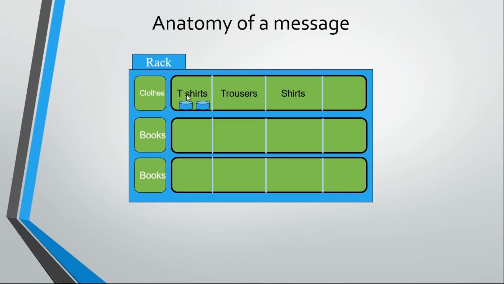Now if you observe, there was no communication between the first guy and the second guy about the location of the t-shirt, where it is stored, because everyone in the house knows the design of that rack. They know that the first shelf will have clothes and the first compartment will have t-shirts. There are more compartments to it: the second compartment has trousers, the third compartment has shirts.